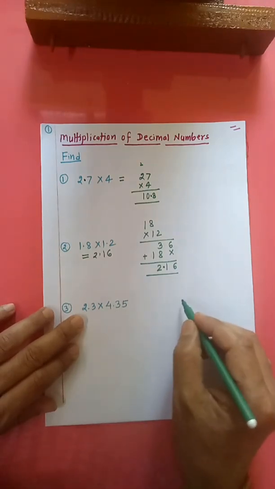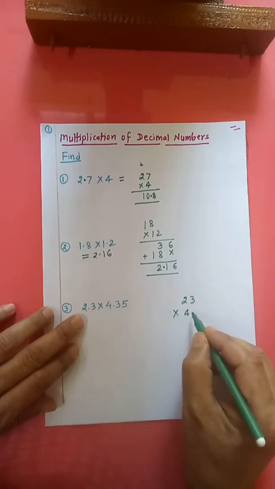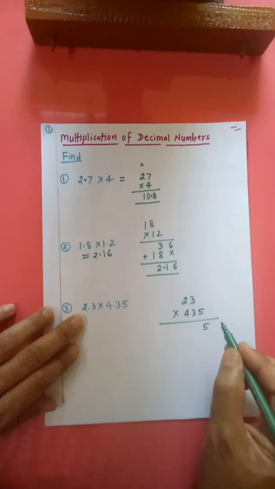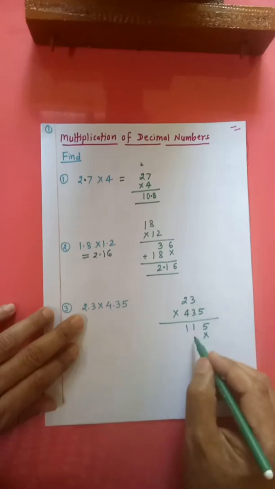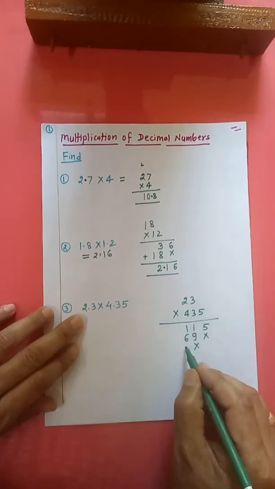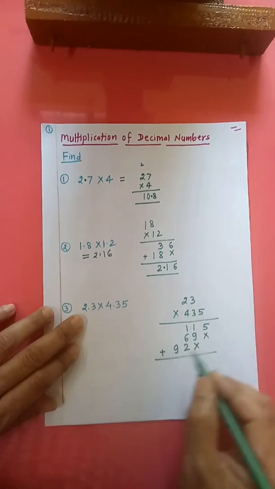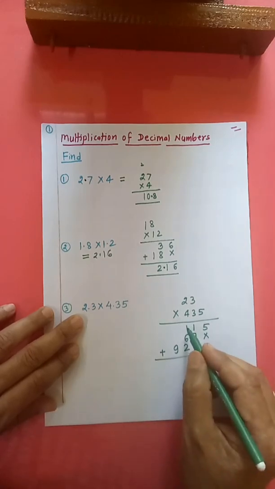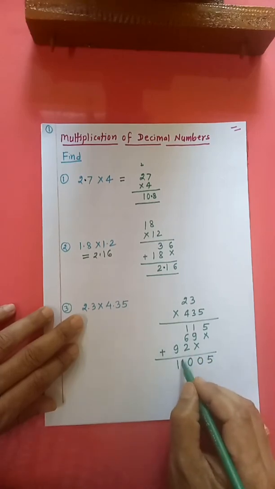Another example, 2.3 multiplied by 4.35. For this, we will simply multiply 23 by 435, which gives 5 3s are 15, carry 1, 5 2s are 10 and 1 is 11, 3 3s are 9, 3 2s are 6, 4 3s are 12, carry 1, 4 2s are 8 and 1 is 9. After addition we get 5, 9 1 is 10, carry 1, 1 2 2 4 6 is 10, carry 1, 9 10.